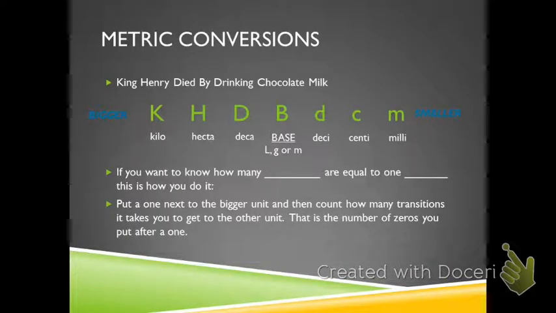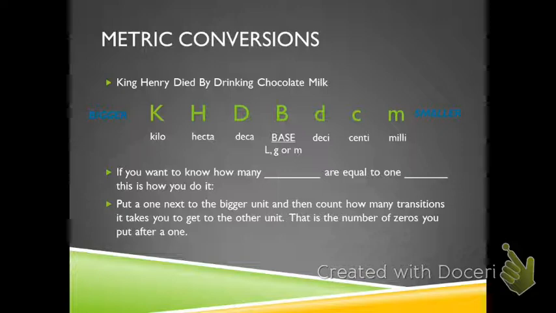You also have to be able to do metric conversions. I expect you to know the phrase King Henry died by drinking chocolate milk, and I expect you to know what each of those words means. King stands for kilo, Henry stands for hecta, died is the capital D, which is deca, by is the base unit, which could be the liter, the gram, or the meter. The little d for drinking is deci, centi is chocolate, and then milli is representative of milk.